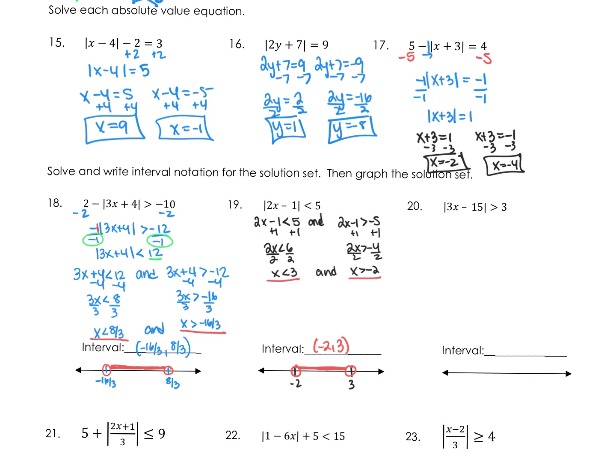Alrighty, for number 20, already isolated, so we'll make our two inequalities. 3x minus 15 is greater than 3, so this will be an or. Flip our sign, make the 3 negative. We'll add 15 to both sides.